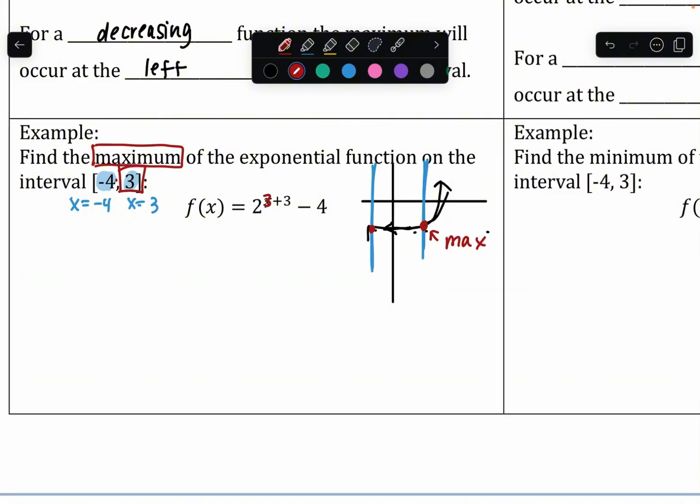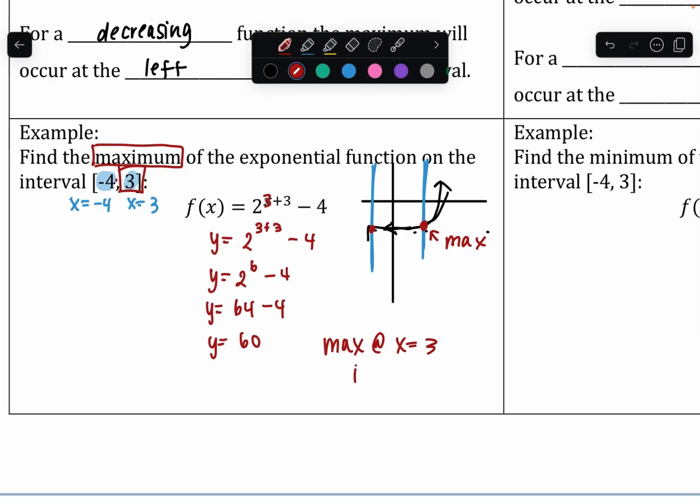Okay, and so we plug in x equals 3, and we get 2 to the 3 plus 3 minus 4, which gives us 2 to the 6th power minus 4. And that gives me 64 minus 4, which is 60. Okay, and so your maximum value occurs at x equals 3, and the value is 60. And so if it's just asking for the max, you would just say 60.